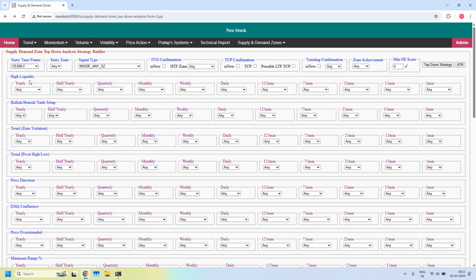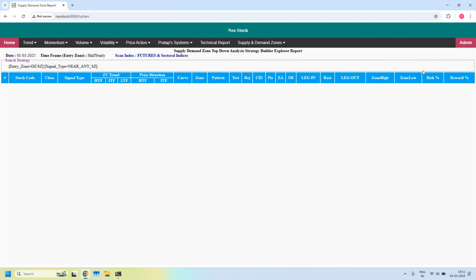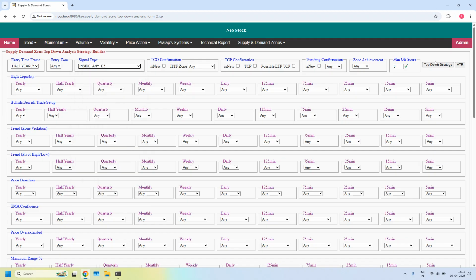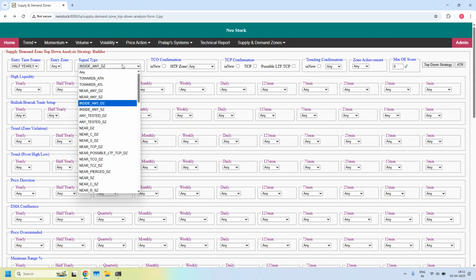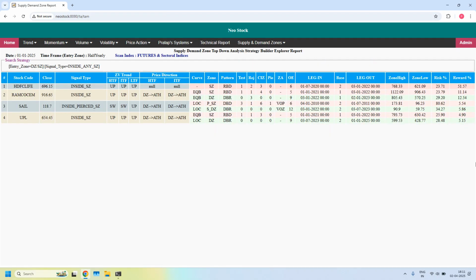Next time frame, half yearly, stocks near half yearly demand zone, we don't have any stocks. Stocks near half yearly supply zone, also we don't have any stocks. Price closed inside the half yearly demand zone, we got 4 stocks. Next, price closed inside half yearly supply zone, we got 4 stocks.